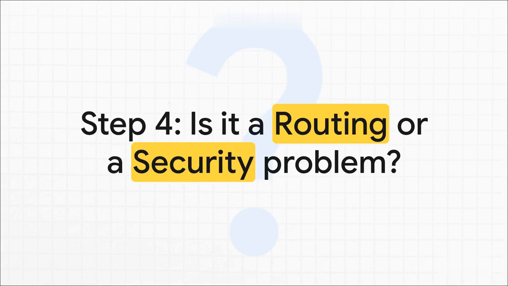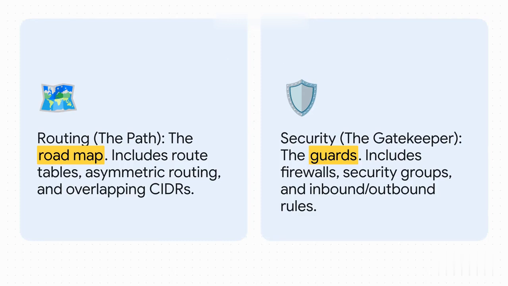We force ourselves to ask this question before we get lost in a maze of security rules. Is the problem with the path the packet is trying to take, or is it with the gatekeepers along that path? This single question focuses our investigation like a laser. And this illustrates our two main suspects perfectly.